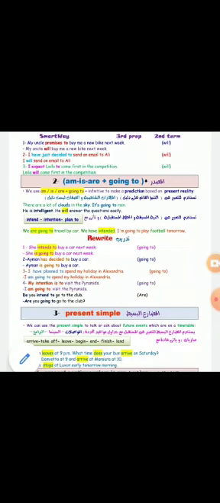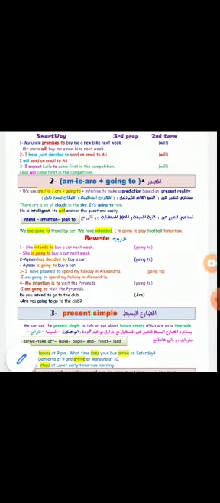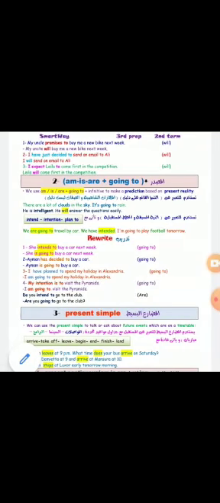Okay, the last one, we come to the present continuous, which is am, is, are plus verb plus ing. We use it when we have arrangements for certain events like weddings, parties, flying, traveling, etc. For example, I am visiting my friend tomorrow. I have arranged that.